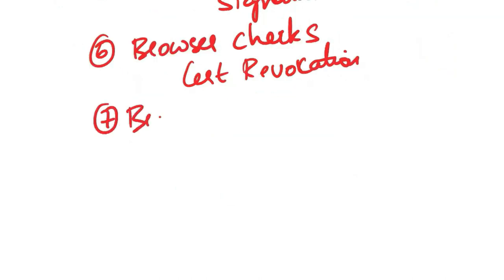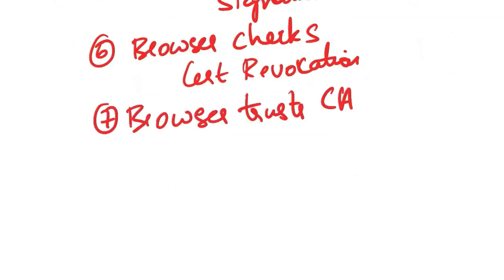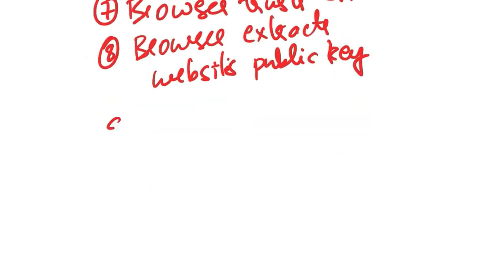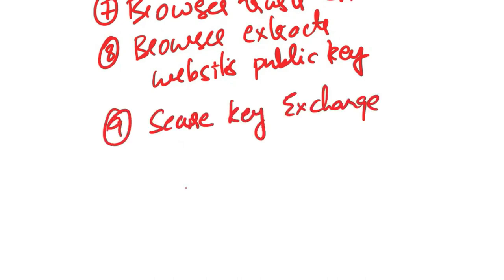Next step is browser trusts the CA. If the CA signature is valid and the certificate has not been revoked, the browser trusts the CA and can now trust the website certificate. Next, browser extracts the website's public key from the certificate. This public key will be used for secure communication. Next is secure key exchange. The browser and the web server initiate a secure key exchange using the website's public key to securely exchange an encryption key. Next step is secure data transmission.